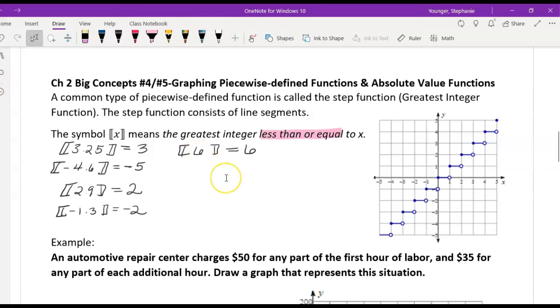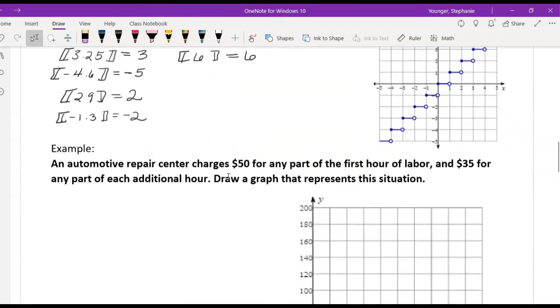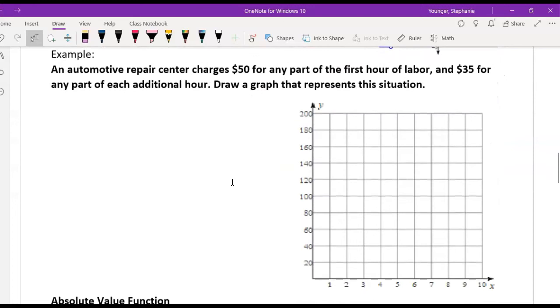All right, so let's take a look at an example of the greatest integer function. All right, so it says an automotive repair center charges $50 for any part of the first hour of labor and $35 for any part of each additional hour. Draw a graph that represents the situation.